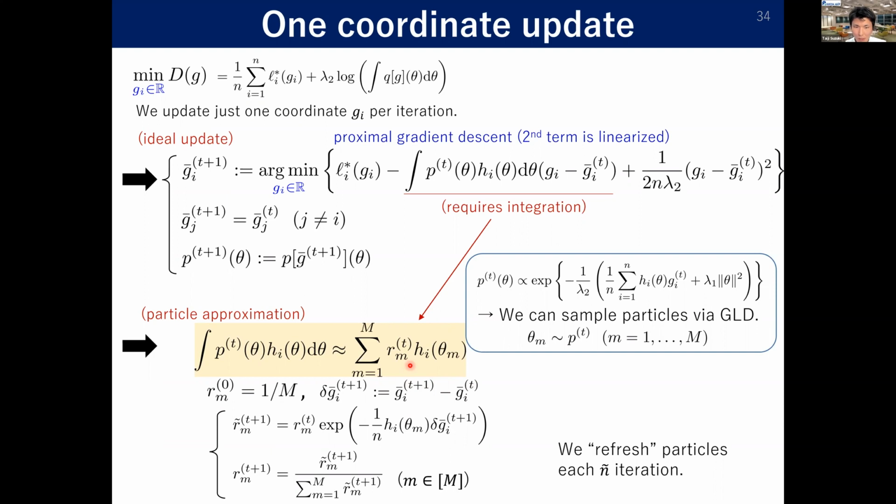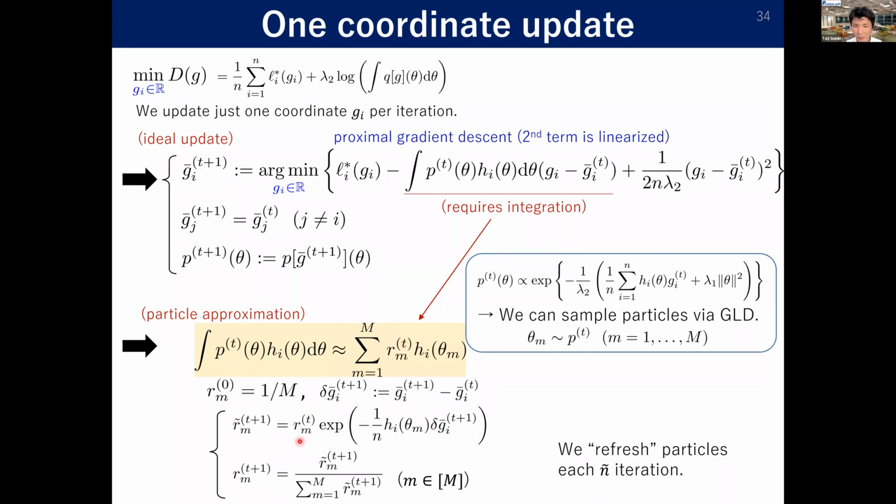Okay, so suppose that at 0 iterations we have sampled some particles from the solutions. Then we set the weight of each particle as 1/m. Once we have sampled, we refresh the particles after n tilde iterations. Before we refresh the particles, we update the weight of each particle like this. So this is like an importance weighting.